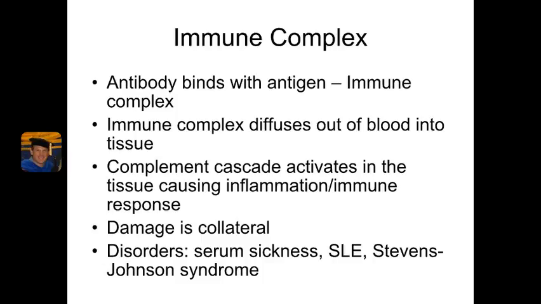Celiac disease is also an example of immune complex. In celiac disease, you've got an allergy against gluten. As the antibody attaches to the gluten molecule, the gluten protein, that's going to cause activation of complement and cause local inflammation in the gut. And that can cause a whole number of other problems.